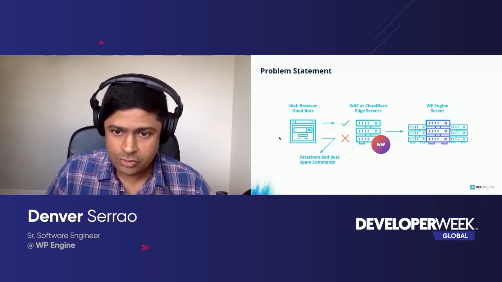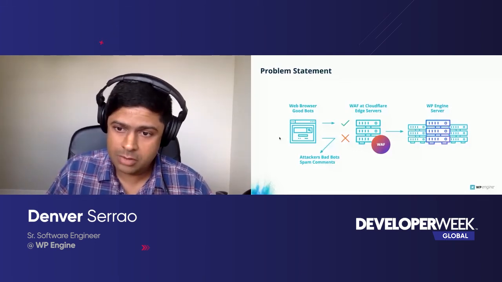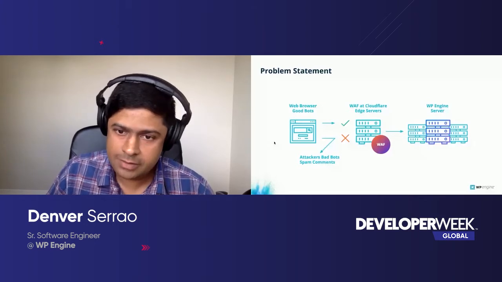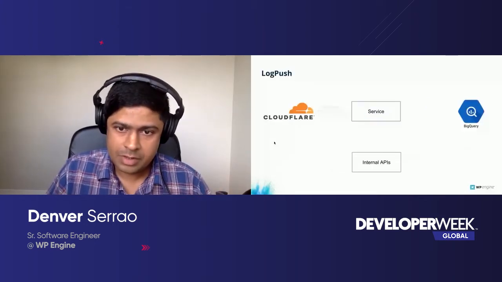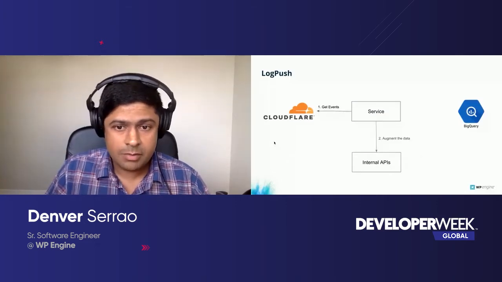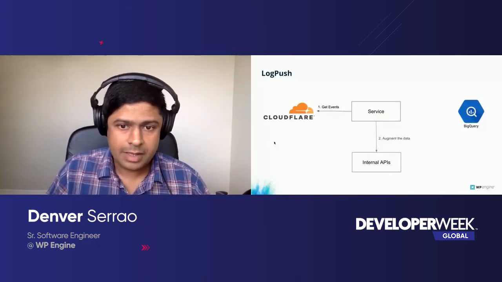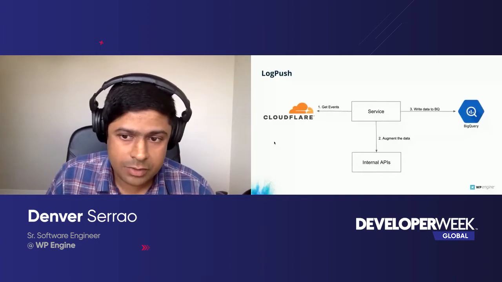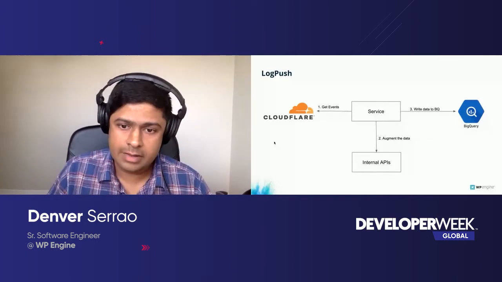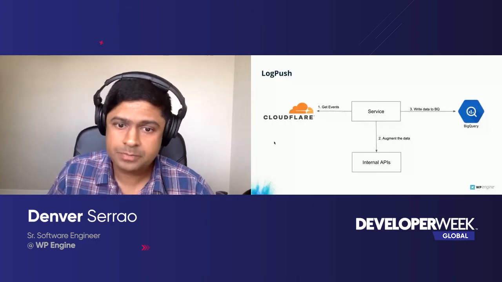Now, we'd like to be able to show our customers how many attacks were blocked for them. To do that, we used to have a Kubernetes service that would pull these events from Cloudflare. We would then augment the data in these events with data from our internal APIs, and then write that augmented data over to BigQuery, which is a data warehouse service that we use. It's provided by Google Cloud.